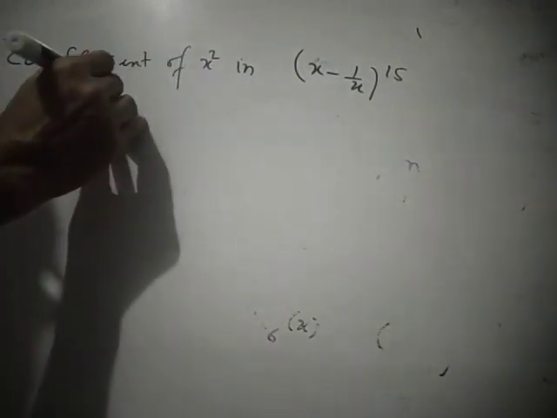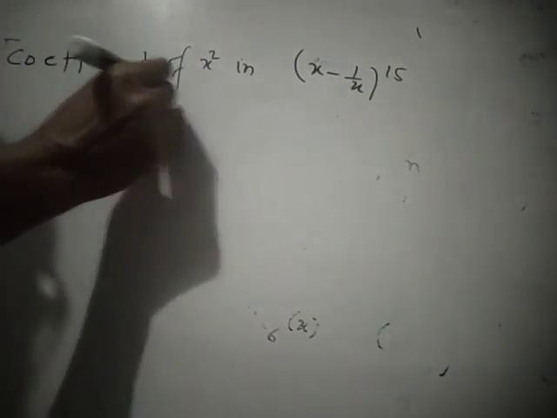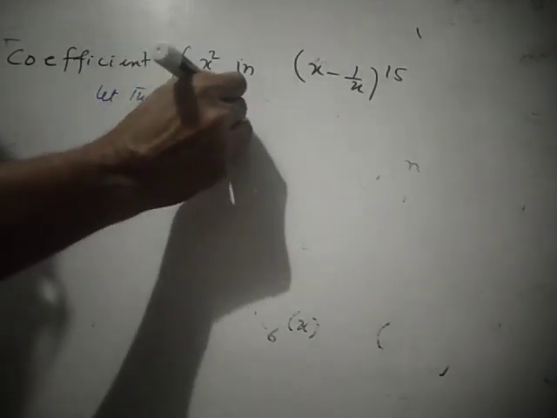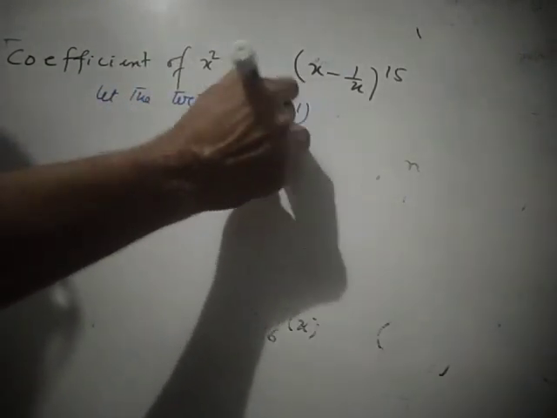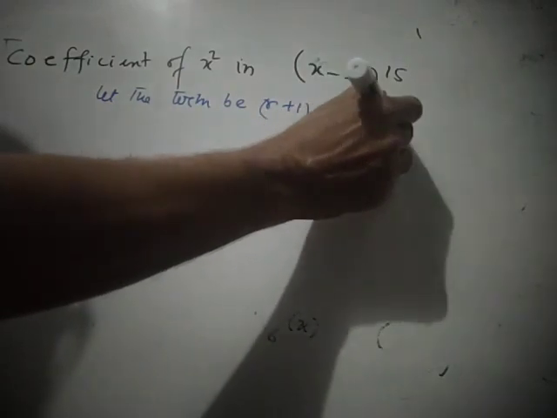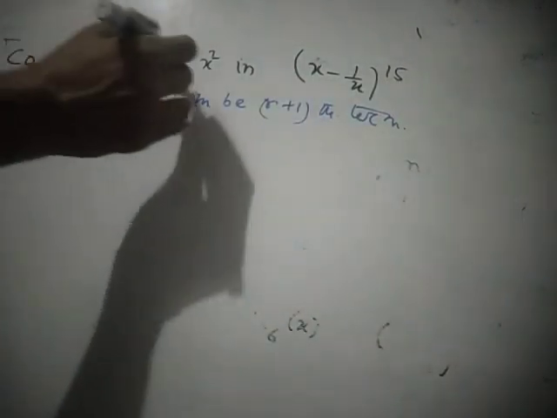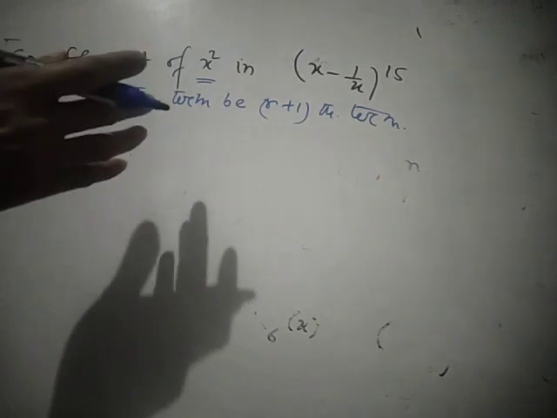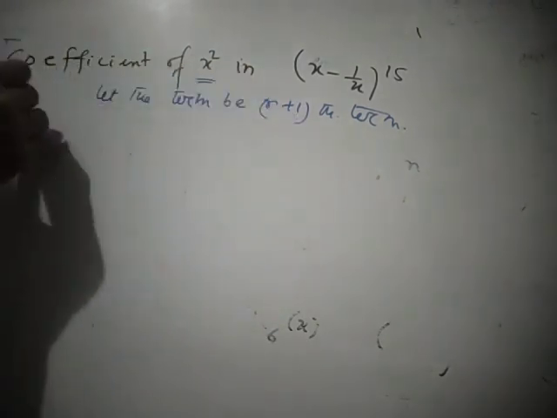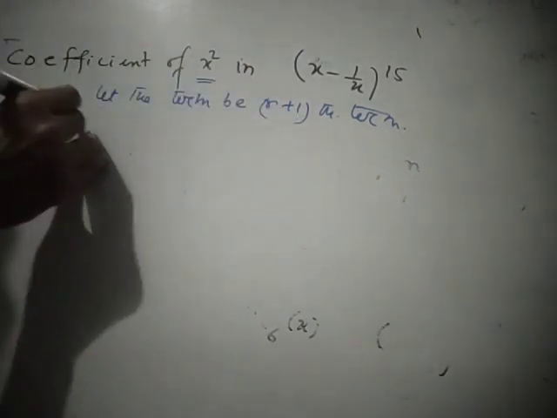So that's why we have to let that term be the r plus 1 term. We don't know which term contains x square, that's why we have to let it be T(r plus 1), and then find r.